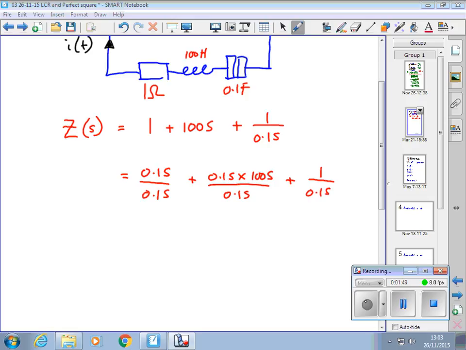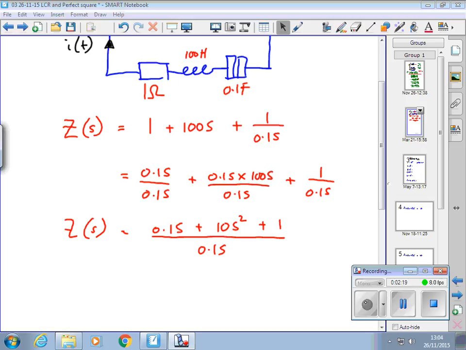So I get that. Now I can write 0.1S plus, tidying the second one up a bit, 0.1 times 100 is 10S squared, plus 1, all over 0.1S. So that's our term for Z(S) as one fraction. Just make sure you see that, because it's the same every time. If I want to combine components, I write it as one fraction, so that I can then put it into Ohm's law to find the current, which is what we're going to do.